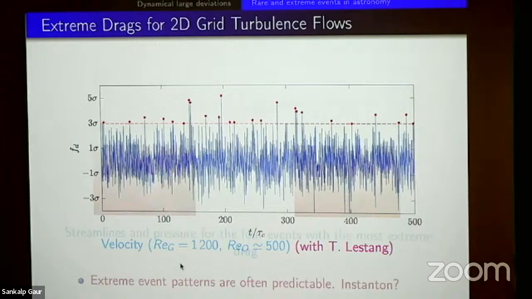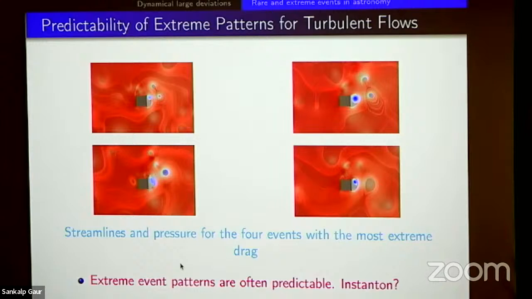And so for instance, here I show you very extreme drag values, much more extreme than the one I was showing on the plot before. And you see here the streamlines and the pressure for four events with the most extreme drag. And actually what is visible here is that, qualitatively at least, the way this occurs is always the same. It's always through a very big negative pressure anomaly that is produced because the streamlines are making something like a cap.